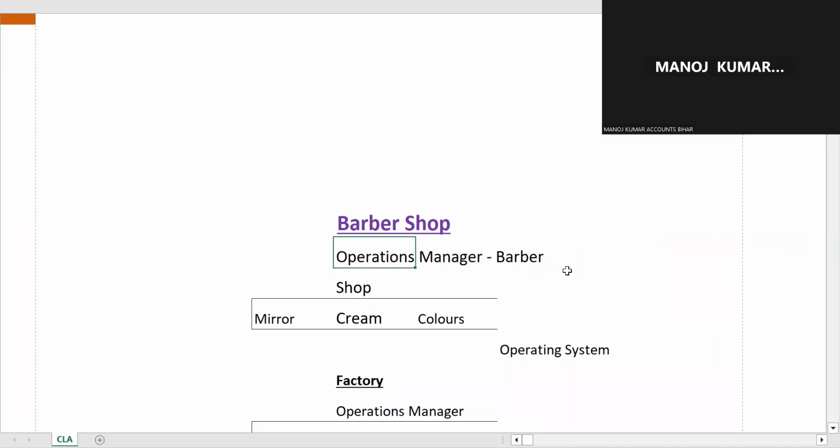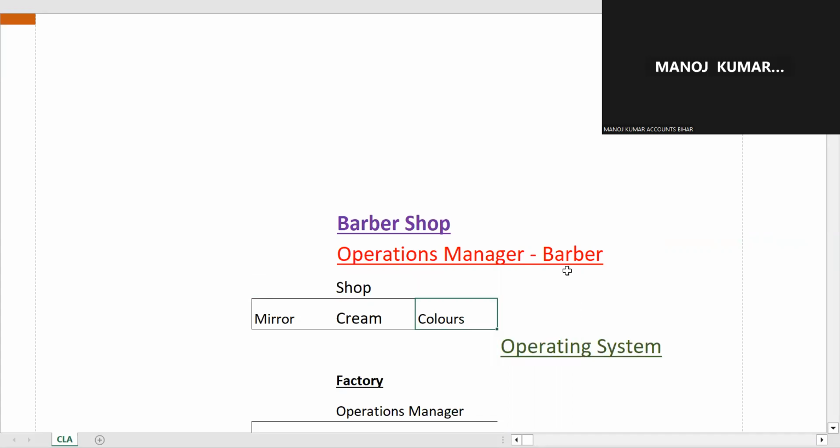Here our operations manager was the barber. Operations manager is the barber. Now he has a shop. This shop is the operating system. This shop, for him, is the operating system.